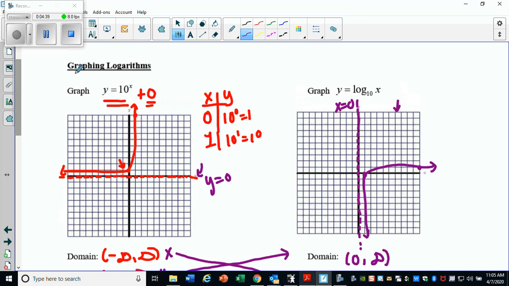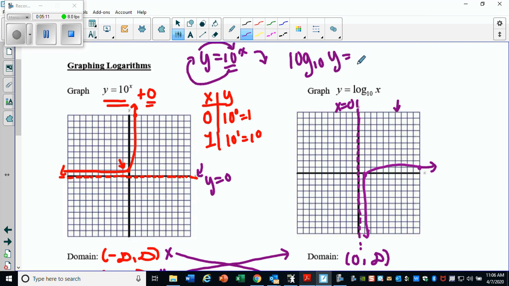Now, let's also think about, let's say we have y equals 10 to the x. How would I write that as a log function? Here's how I'm going to write it. The base of the exponent is the same as the base of the log. So I do my little circle thing: I go here, the base of the log, this y is what's next to it, and then equals x.